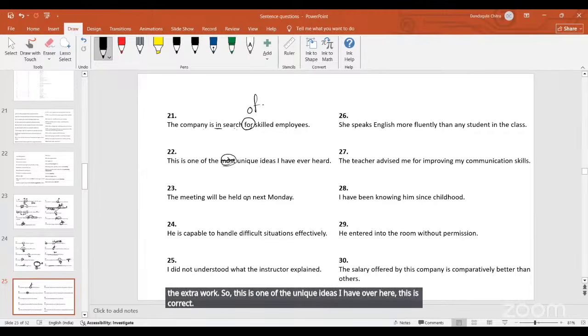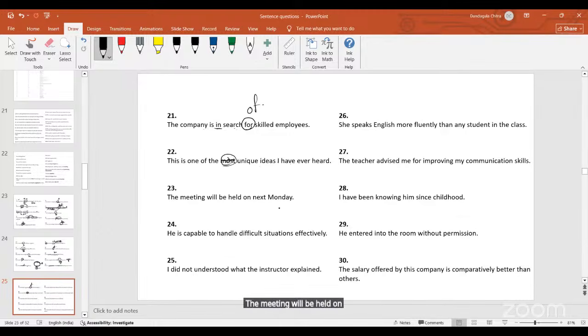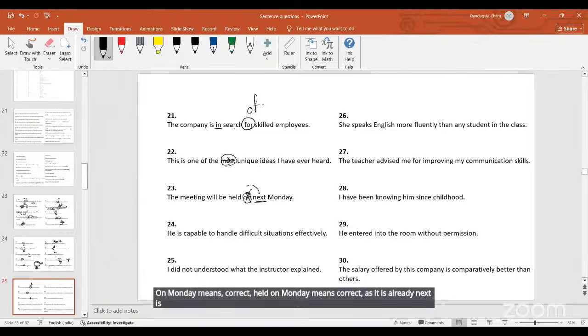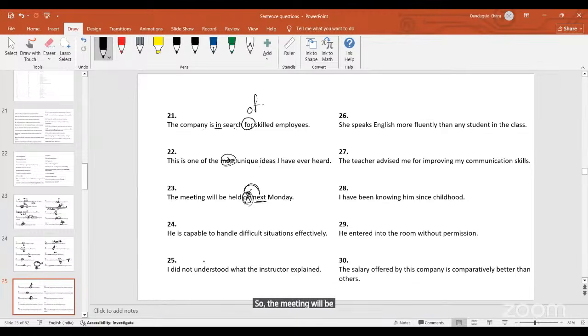The meeting will be held on next Monday. Sir, remove on. The meeting will be held next Monday. Yes. So this on is excessive. On Monday means correct. Held on Monday means correct. As it is already next is there. Here next and on both are same. So this is the excessive word. So the meeting will be held next Monday.